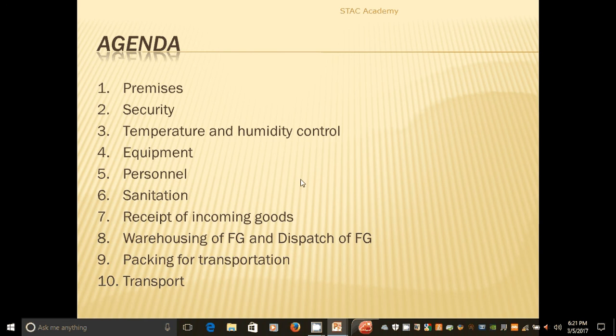In this presentation, we are going to talk about premises, security, temperature and humidity control, equipment, personnel, sanitation, receipt of incoming goods, warehousing of finished goods, and dispatch of finished goods, packing for transportation and transport.